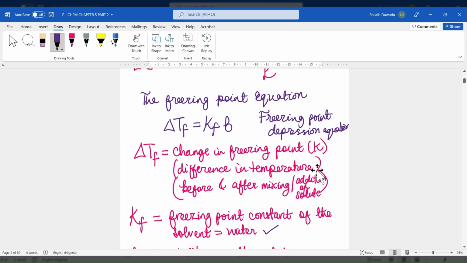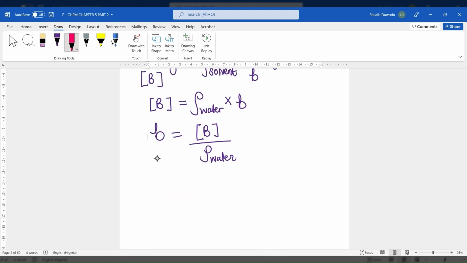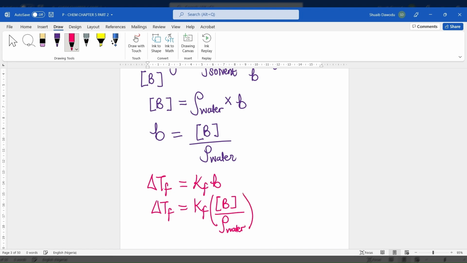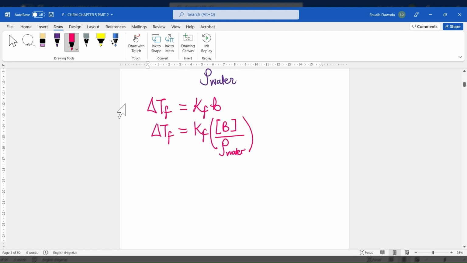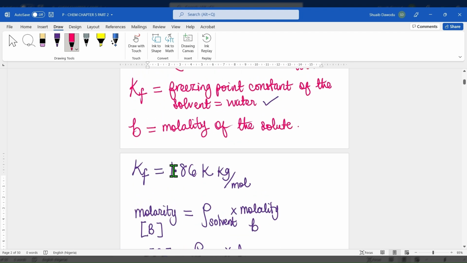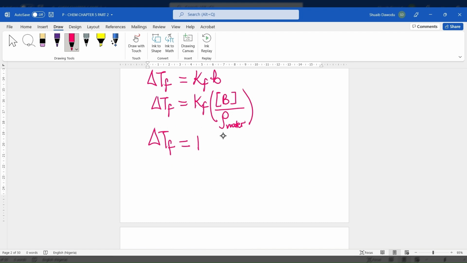Changing T sub F is equal to K sub F multiplied by B, aka changing T sub F is equal to K sub F multiplied by the concentration of B divided by the density of water. So yeah, this is basically what's going on here. Of course, you're going to substitute. Change in T sub F is equal to 1.86, like I had explained to you guys before. The freezing point constant of water is 1.86, so I can simply substitute that here.